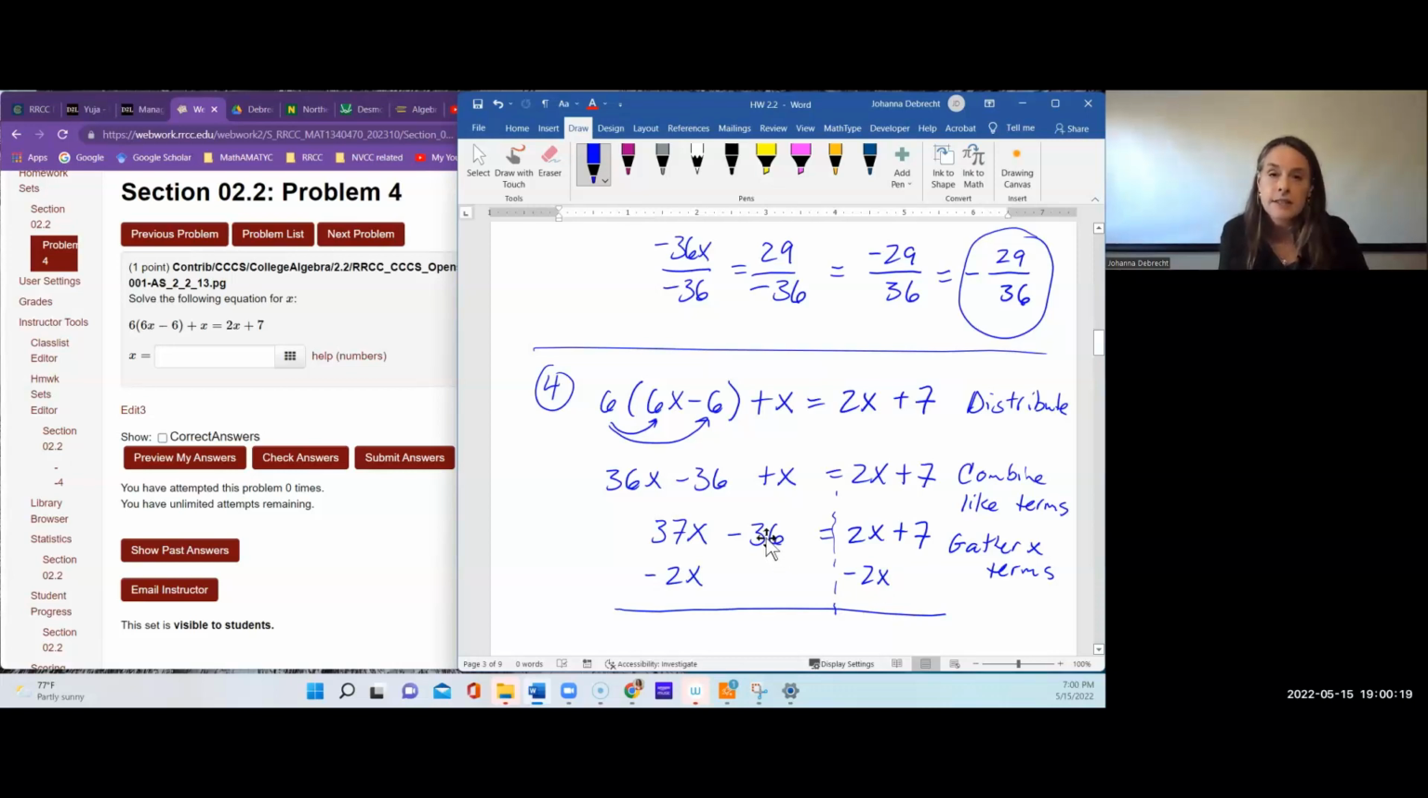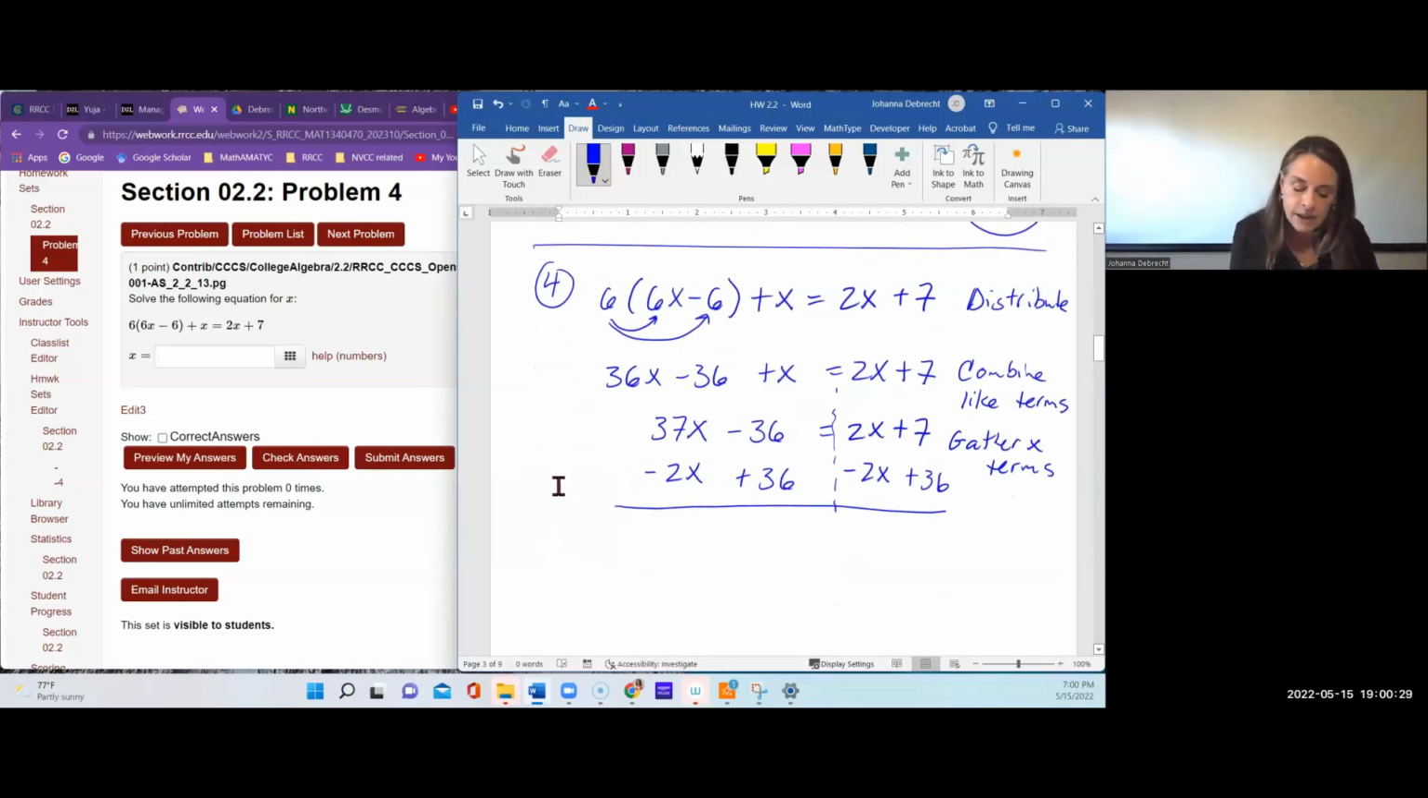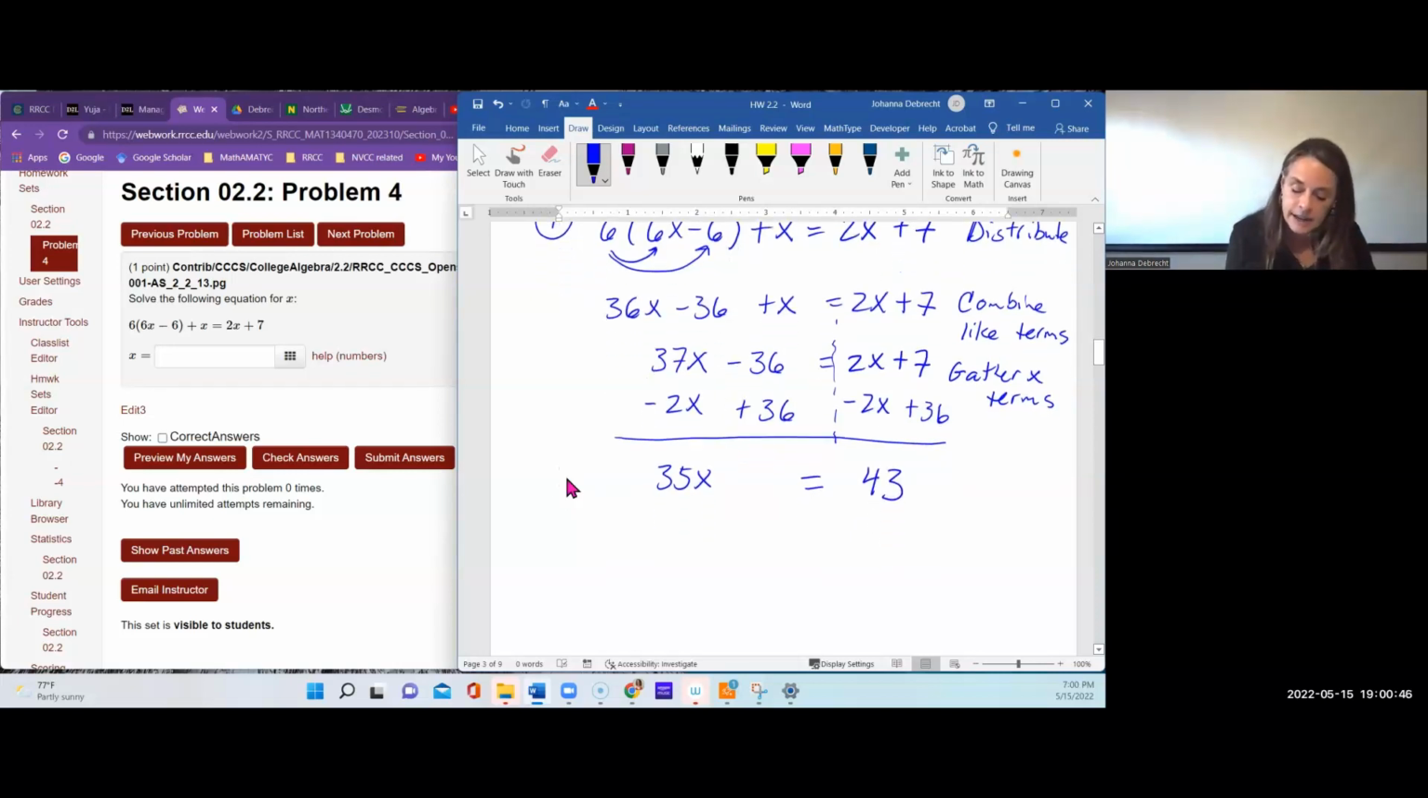The 36 does not have an x, so it needs to move. To do the opposite would be to add 36. So I add 36 on both sides, and that leads to 37x minus 2x, which is 35x, equal to 0, and 7 plus 36 would give me 43. The final step is to isolate x, or solve for x is another way to say it. Either way is correct. I'm going to divide both sides by 35.